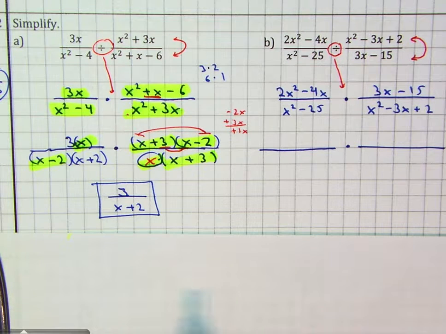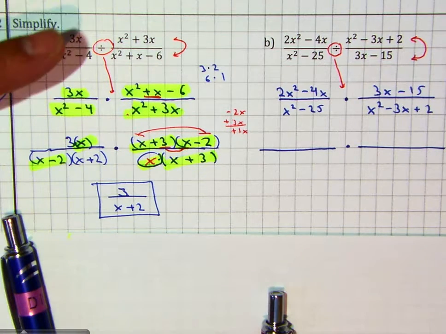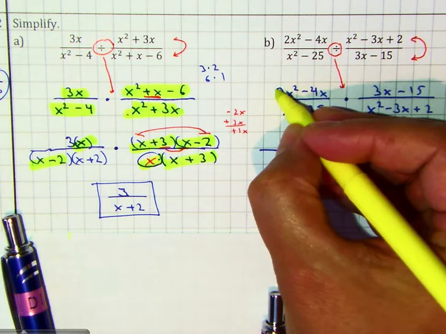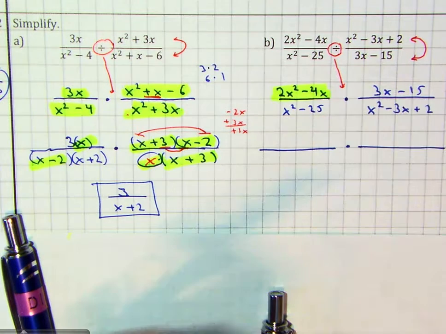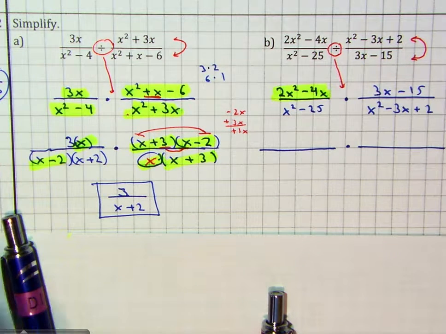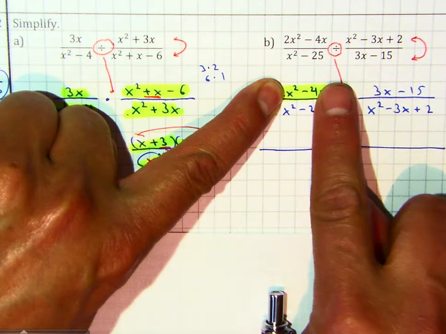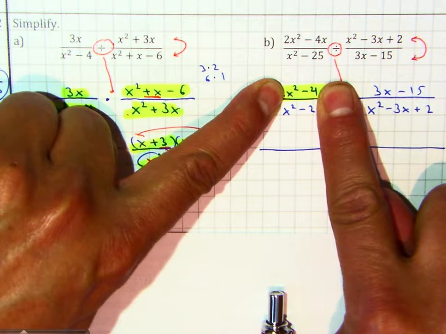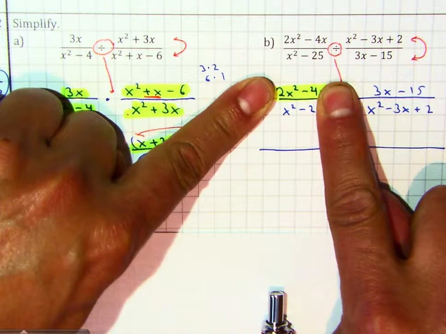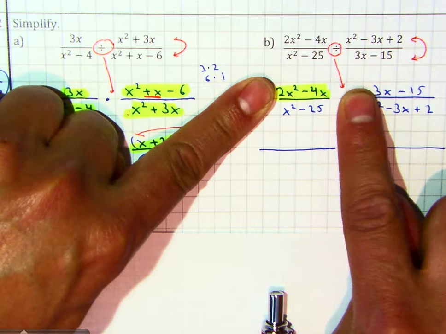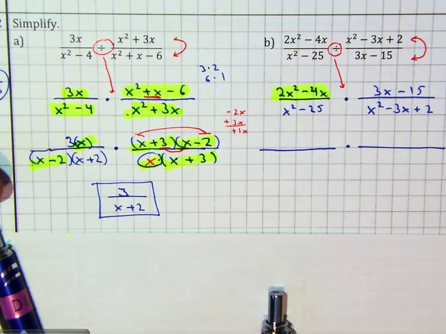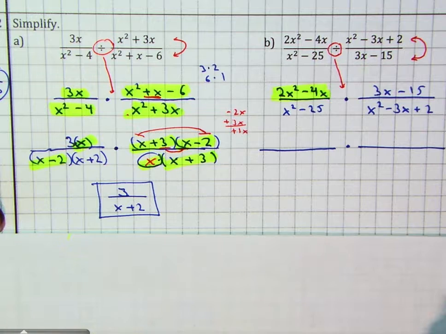Excellent. So in this case, let's start with the first one: 2x squared minus 4x. Now, if the x squared was 9 here and the x was not in here, that would be the difference of two squares. In this case, 2 is not a perfect square, and then we have an extra x in here. So that is not the difference of two squares, but we can take a common factor.